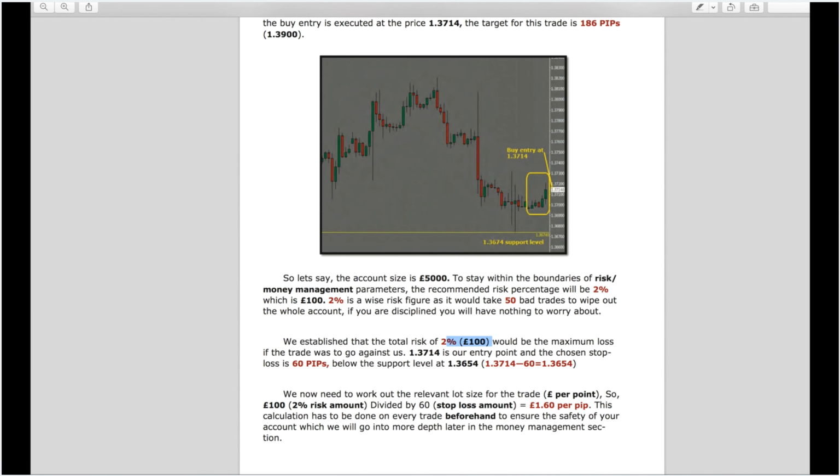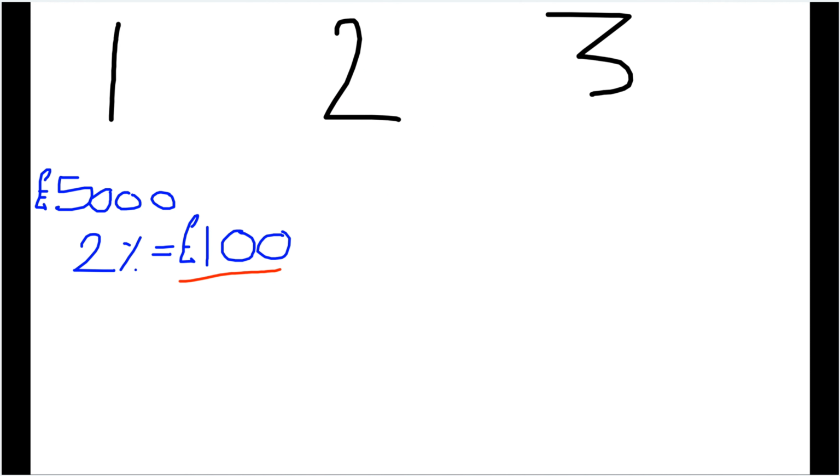But step 2 is our stop loss. 1 is risk amount and figure, 2 is stop loss. In this case, it is 60 pips. It's going to differ on every trade setup, and you're going to know by the end of this course how to configure your stop losses. So step 3 is our pound per pip.